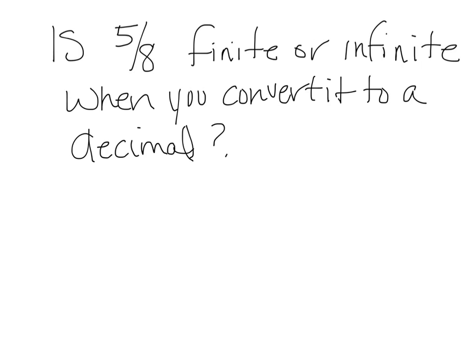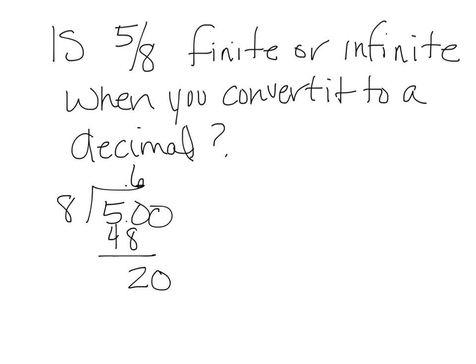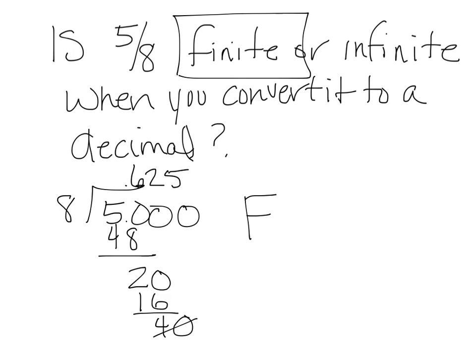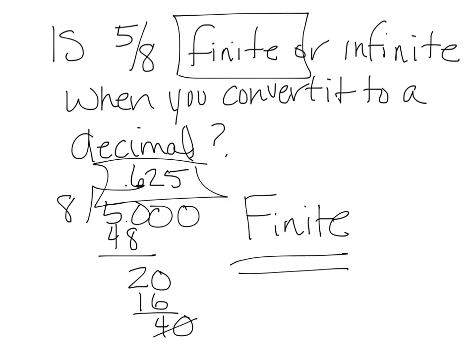Is 5/8 finite or infinite when you convert it to a decimal? Well, let's do the conversion then. 8 doesn't go into 5, but it does go into 50. 8 times 6 is 48. Subtract and get 2. 8 times 2 is 16. Subtract and get 4. 8 times 5 is 40. I got no remainder. This is finite. I divided and it came out to a nice neat 0.625. That is a finite decimal.